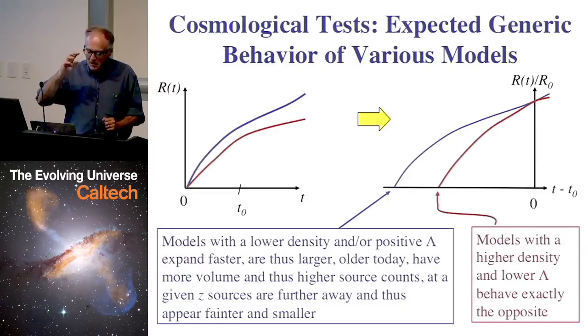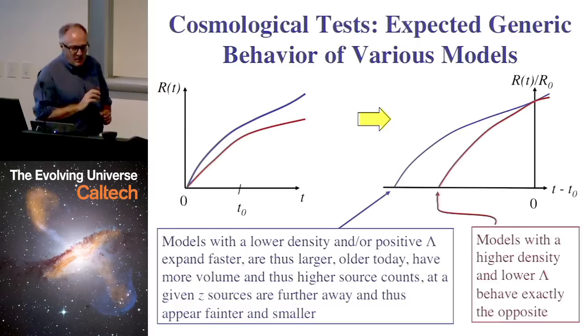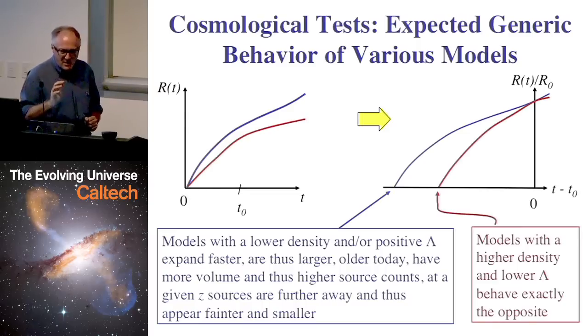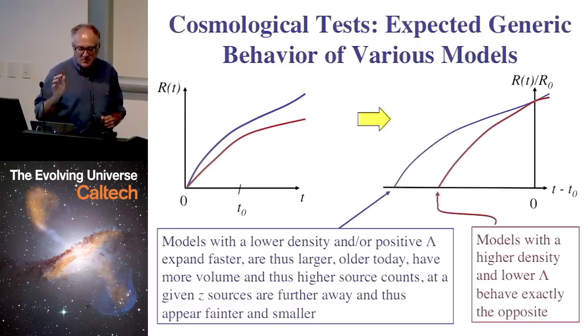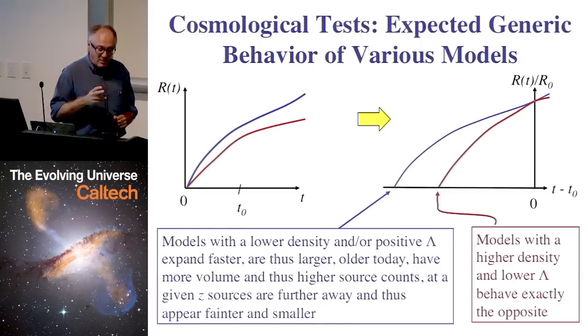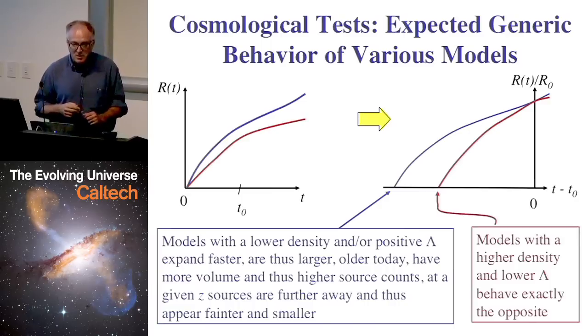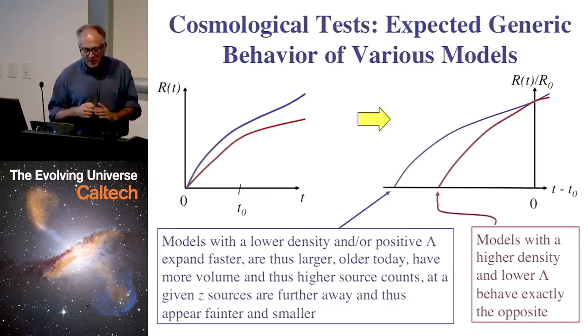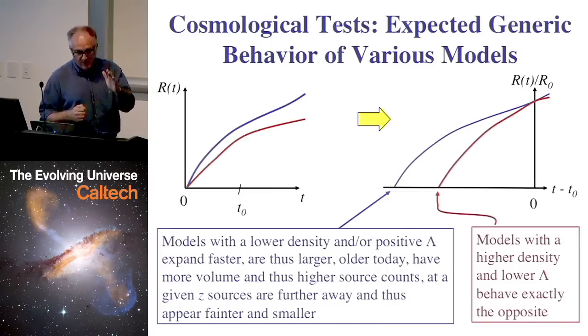But this is the takeaway point, that cosmological models that have higher density and/or negative cosmological constant are those that show maximum deceleration. Therefore, at any given time, the universe is smaller in those models. Vice versa, for models with lower density and/or positive cosmological constant, because they accelerate expansion, they're always bigger at any given moment.